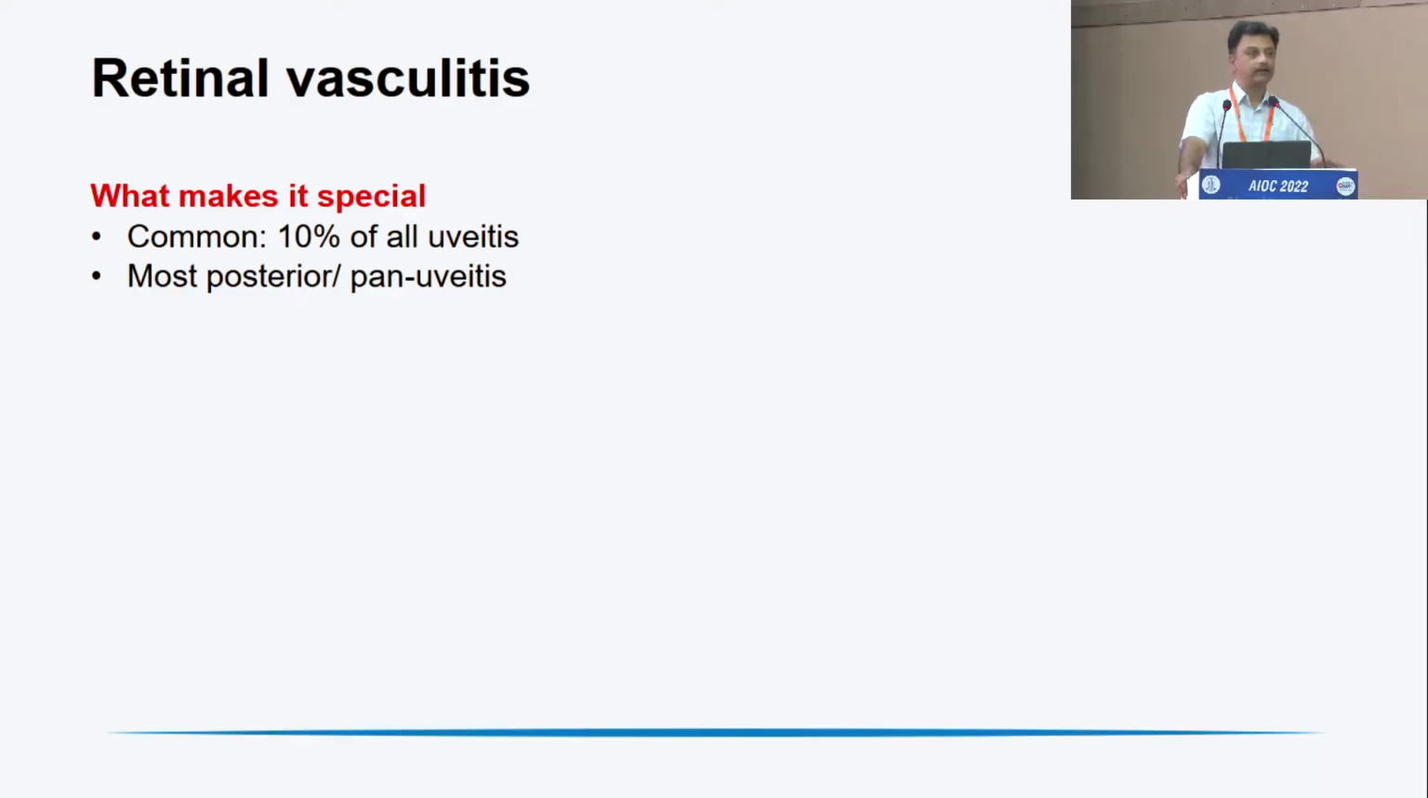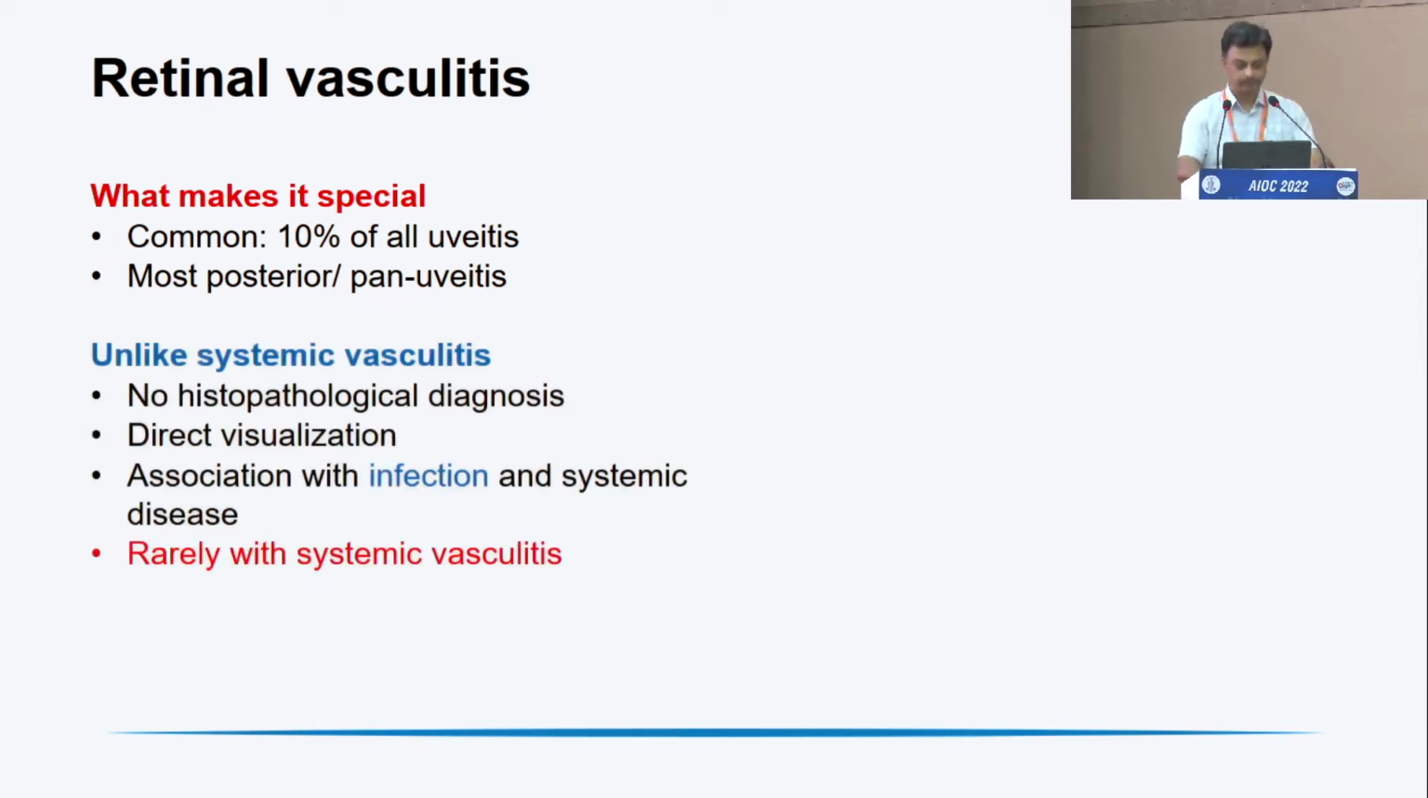Isolated retinal vasculitis still accounts for almost 10% of all uveitis, and besides this, retinal vasculitis is associated with the majority of posterior and panuveitis, so it's very, very common. Then what makes it different from systemic vasculitis? Here the main difference is that unlike systemic vasculitis, which is based on a histopathological diagnosis, here we do not have one, but we have the advantage of direct visualization of the vasculitis process. We see how it evolves and how it resolves in response to treatment.